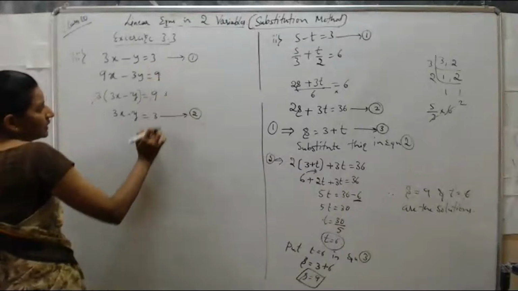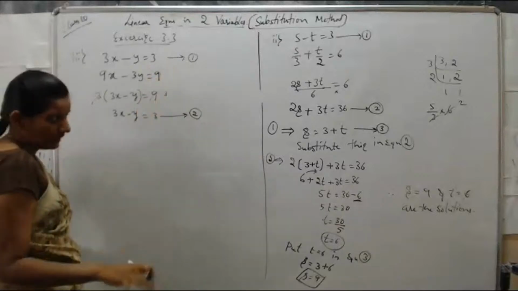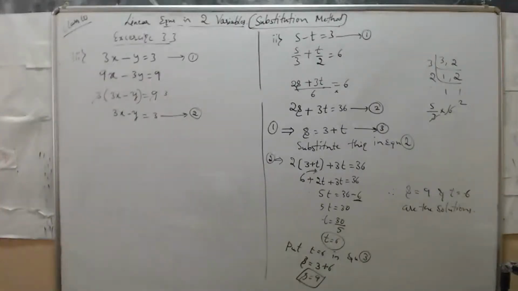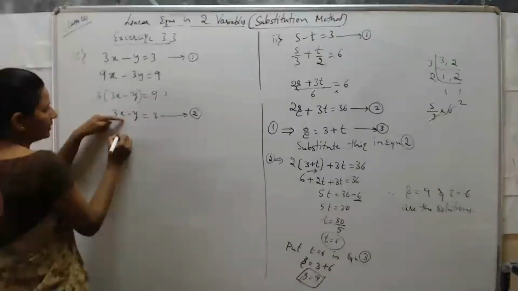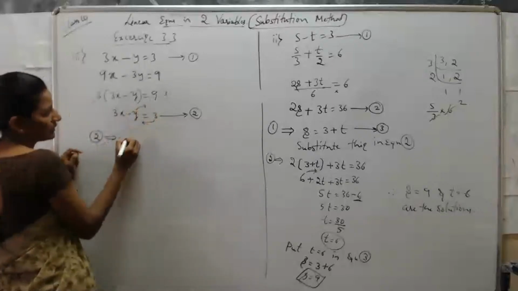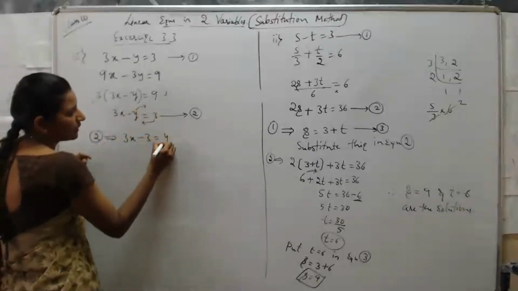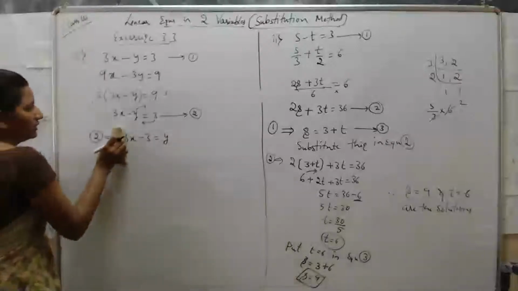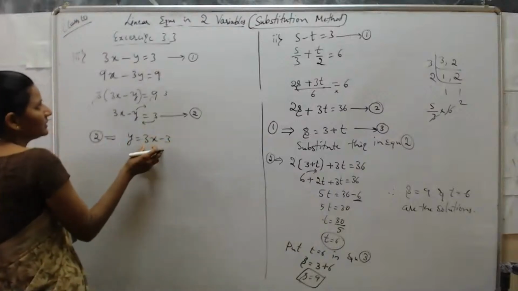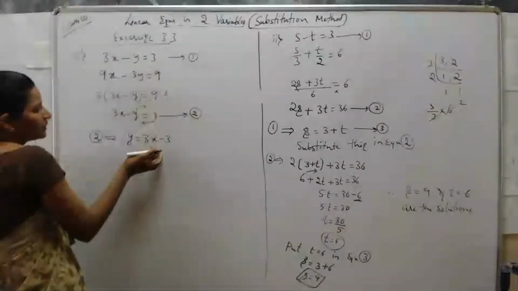Equation 1 and 2 are same. So, if you solve this equation, you will get infinite number of solutions. See here, take y value. Equation 2 implies y goes to the right side, 3 comes to the left side. 3x minus 3 is equal to y, or y is equal to 3x minus 3. Substitute this in equation 1.